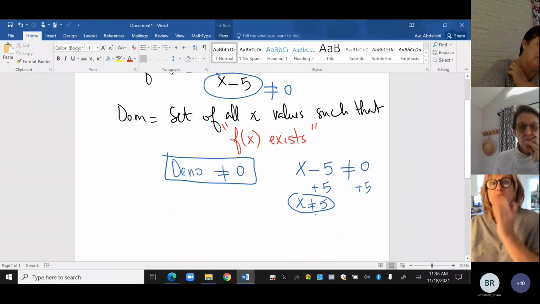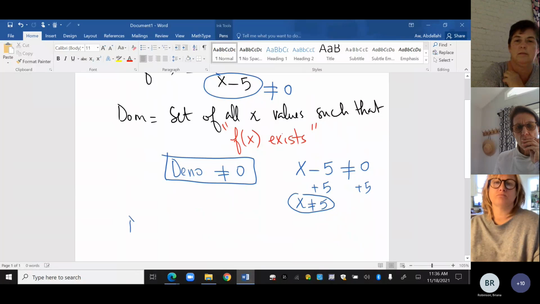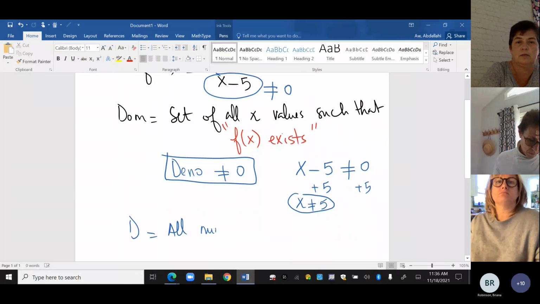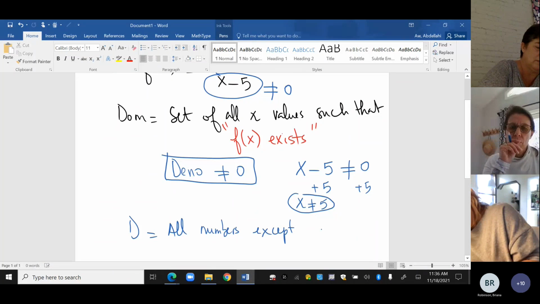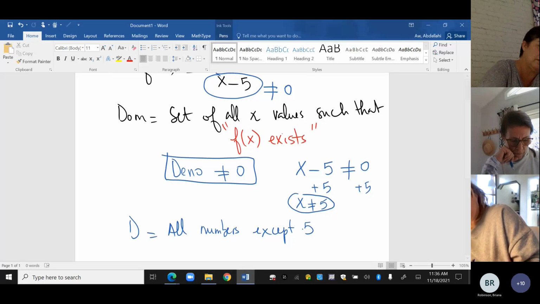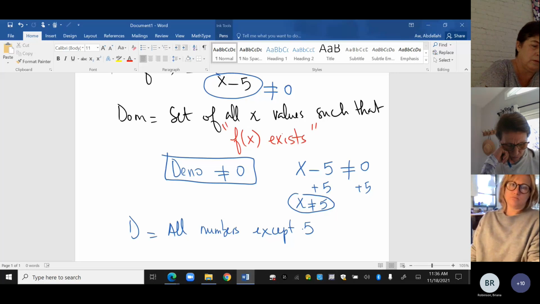Everybody see that? So what is the domain? The domain is all numbers except 5. That is the domain: all the numbers except 5. The only number I found that gives me 0 in the denominator was 5. If I had found 2 numbers, I would say all numbers except this and this. If I had found 3 numbers, I would say the same, right?